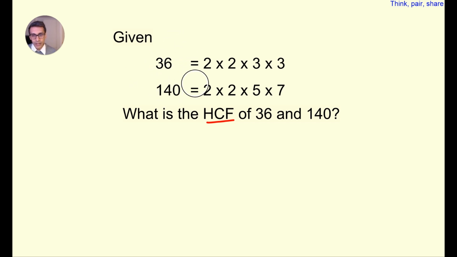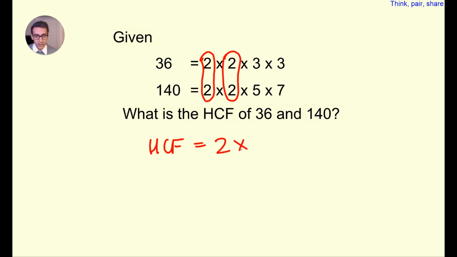So let's have a look at these factors here. We know that 2 is a factor for both, and actually so is 4, because there's another 2 that's common to both. So 2 times 2 is 4. And you can see, is there anything else that goes into both of them? There's no other common factor. So the highest common factor using this approach is just going to be 2 times 2, which is 4.